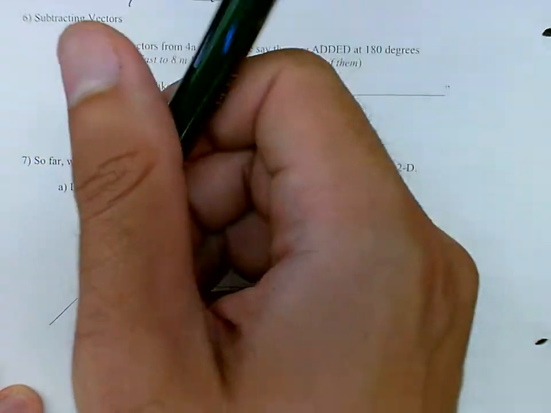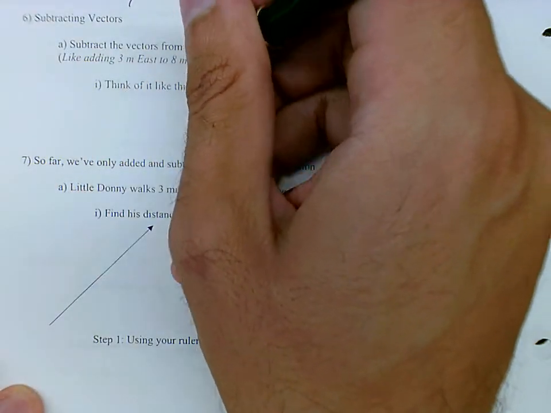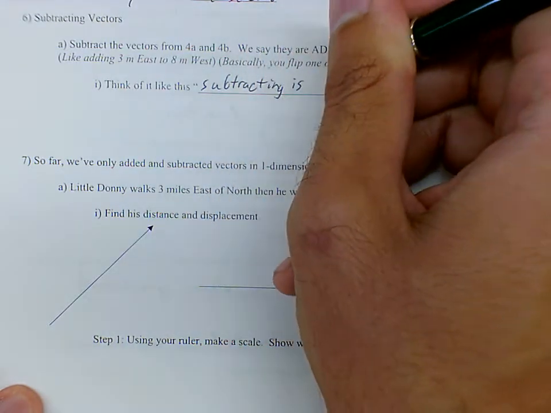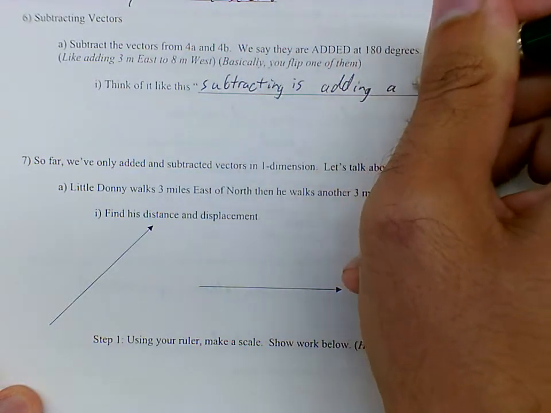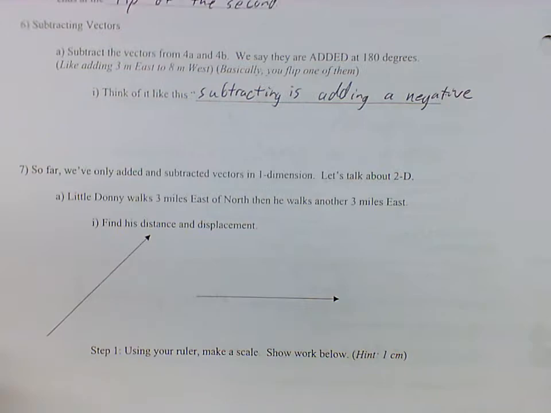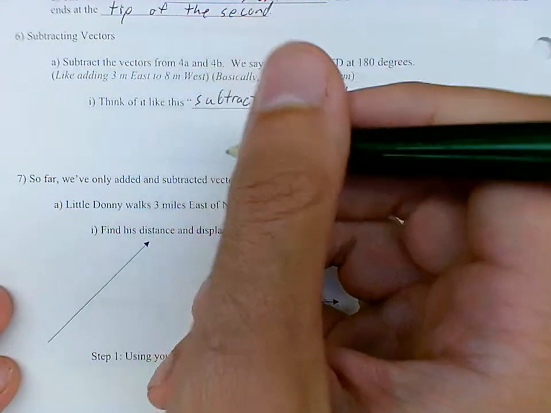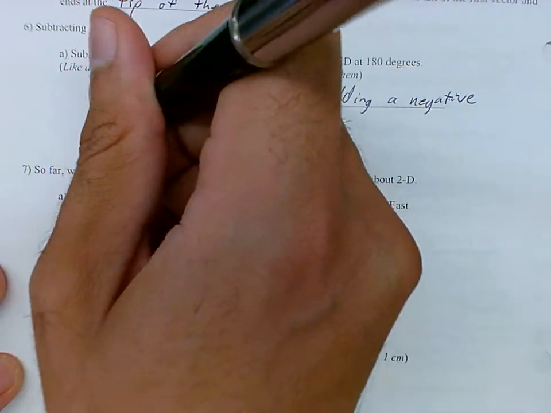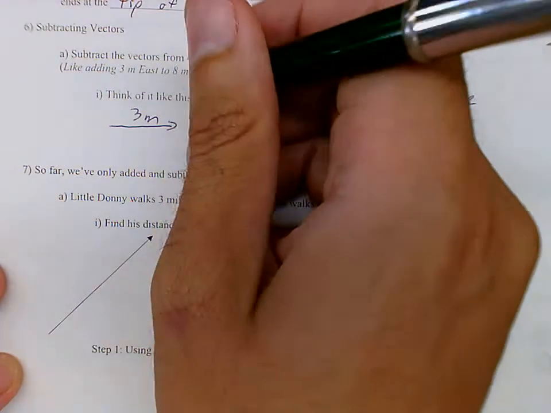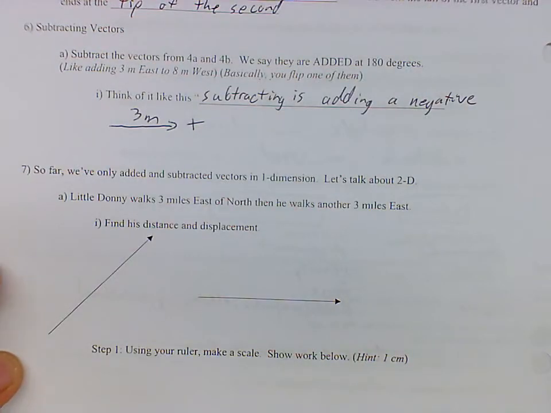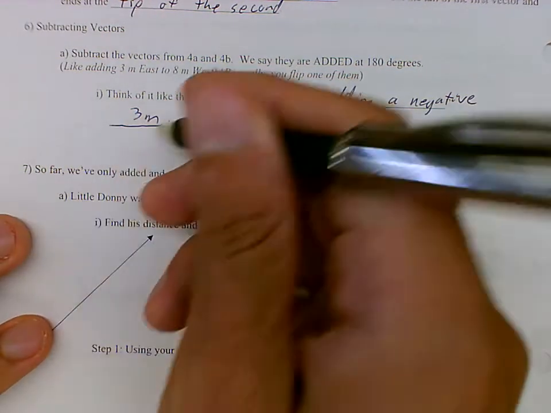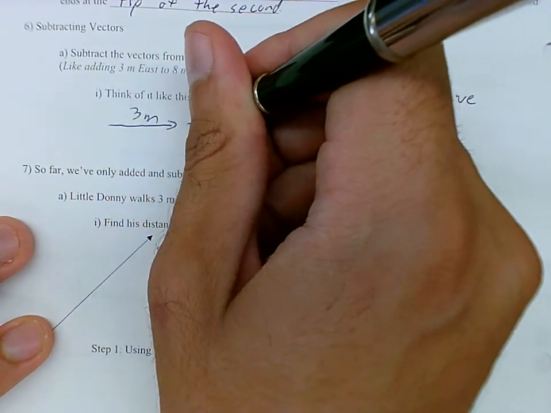Sorry, there's a lot of sound outside. So think of it like this. Subtracting is adding a negative. So how do we do this? The first thing we have to do here, we're going to draw our 3 meter vector. Okay, and we are going to add, we're not lining them up tip to tail yet, our 8 meter vector, but we're subtracting it. So we have to flip it. It's like adding 8 meters west. So it's going to look something like this, going the other way.